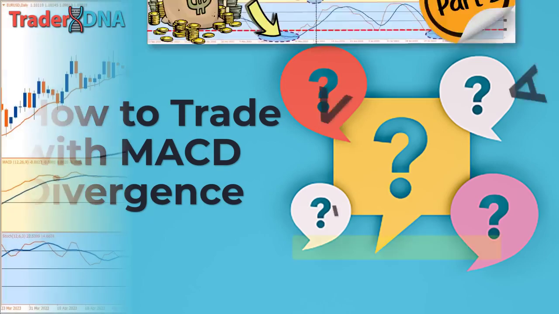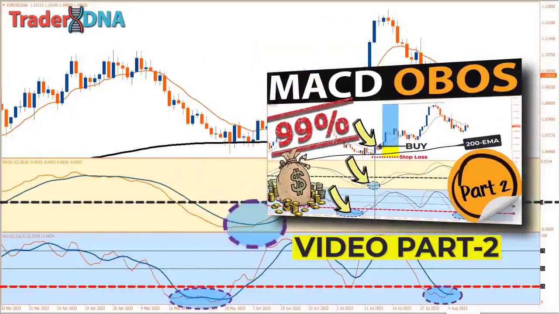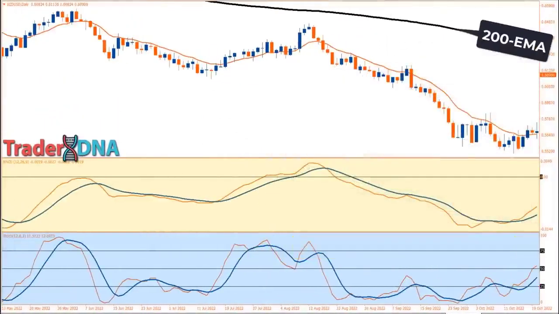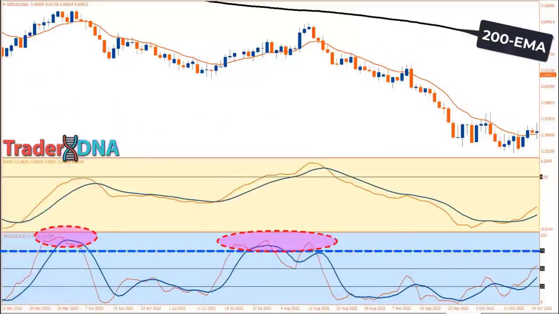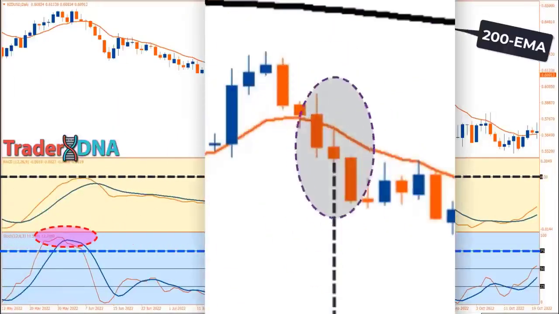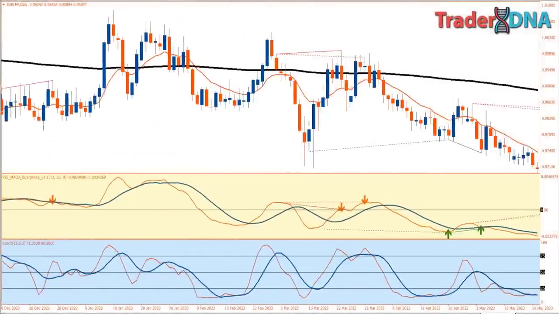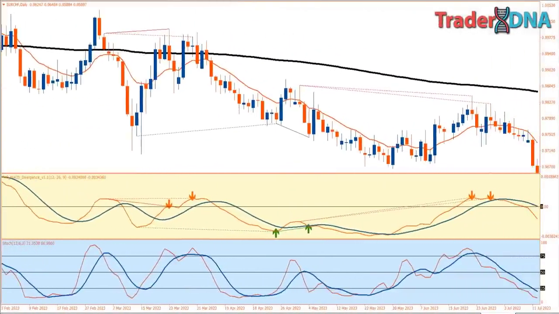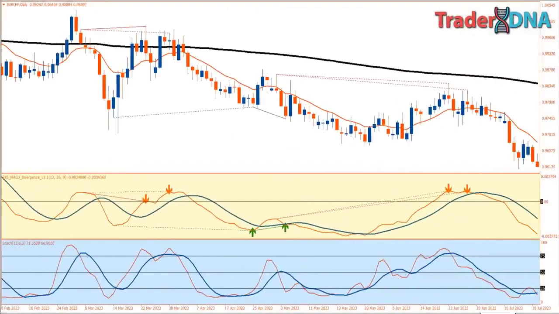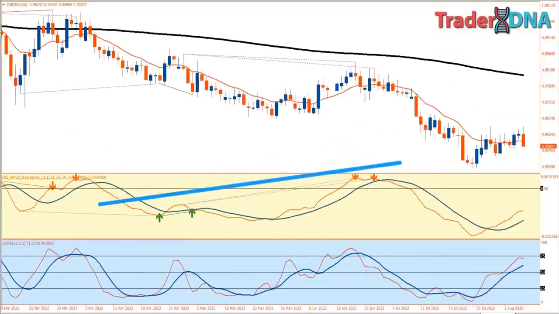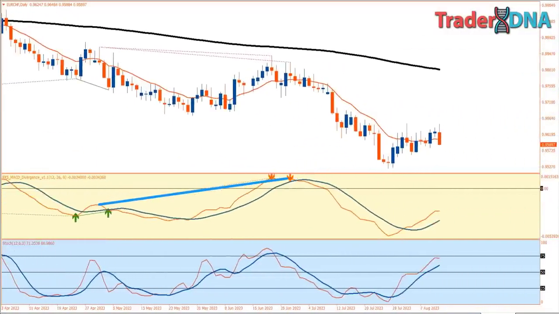How to trade with MACD divergence. It's really important for you to follow video part 2, because by mastering the MACD overbought oversold strategy, you'll be able to easily spot high probability signals that align with the main market trend. In this MACD divergence approach, we simply need to add a reversal filter that holds significant weight among banks and other institutional traders.